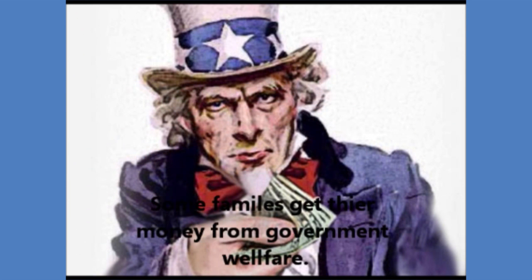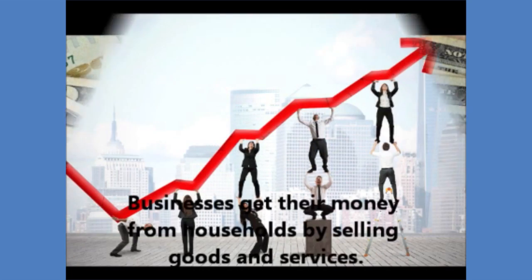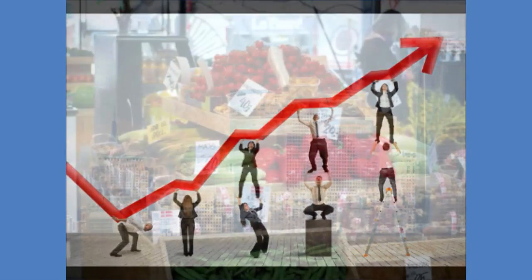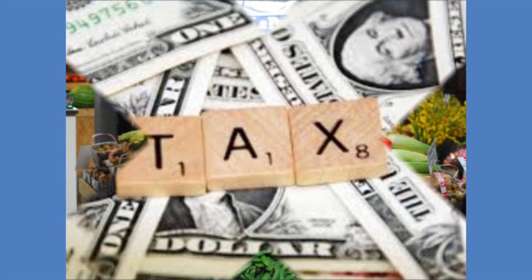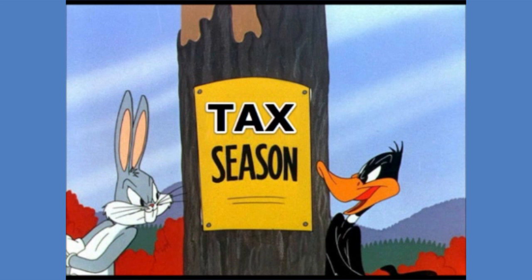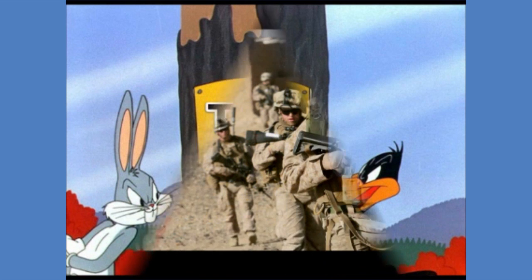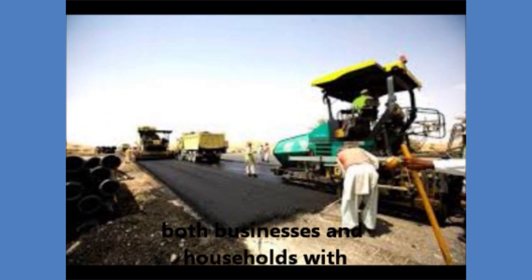Some families get their money from government welfare. Businesses get their money from households by selling goods and services. Governments get their money from households and businesses from their taxes. In return, the government provides both households and businesses with services.